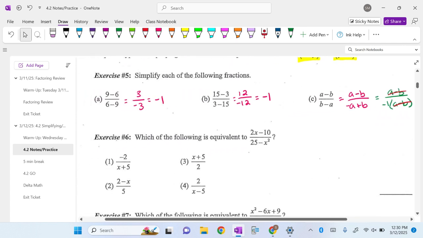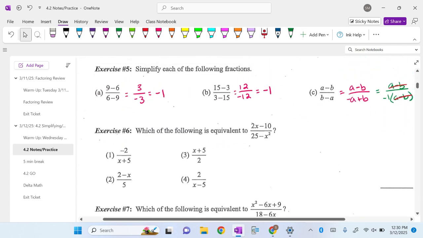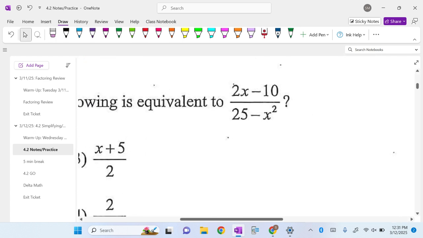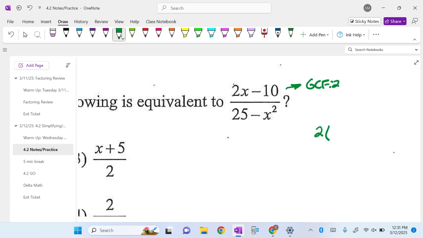So last example we're going to do, look at exercise 6. This goes along with what we just talked about in exercise 5. How do I factor the numerator? What do I look for first? GCF. Does it have a GCF? Yes. What is it? 2. So this has a GCF of 2. So I have 2 all over. 2x divided by 2 is x. Negative 10 divided by 2 is negative 5.